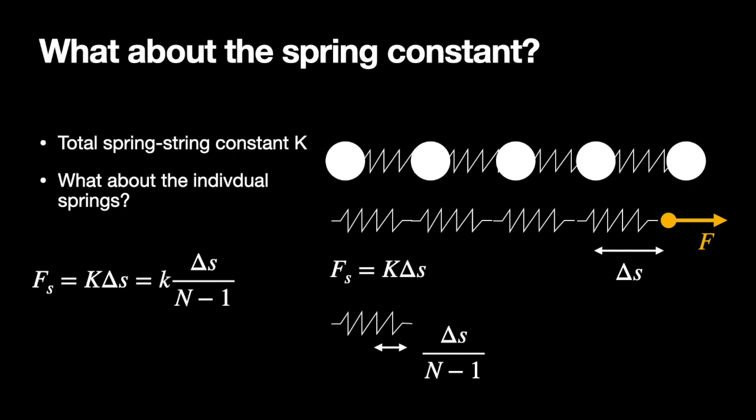It's a spring force, and it's big K times delta S, where big K is the total spring constant, and that has to be equal to the little spring constant k times the amount of stretch of each little spring, which is delta S over n minus 1. So the individual spring constant, if I want to model the whole string as one thing, would have to be n minus 1 times the whole thing. So they'd have to be stiffer than the whole thing. That's not super important, but it could be.